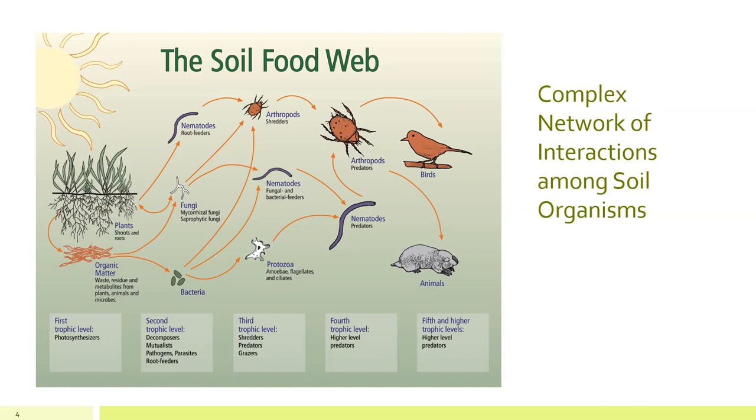Next, we have our shredders, predators, and grazers. We'll explain in a little more detail what each of these do and how they contribute to this complex soil web. Next, we have the higher level predators, which are extremely important in the system. And again, we'll go into more detail on that. And then fauna in general, birds and mammals, which are much higher.